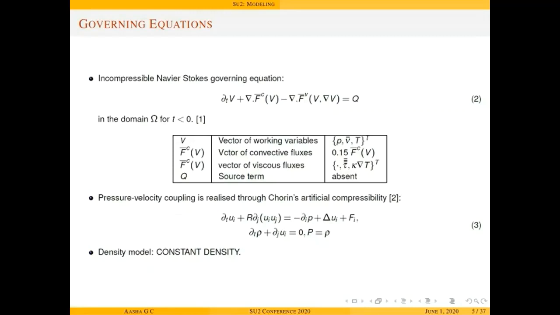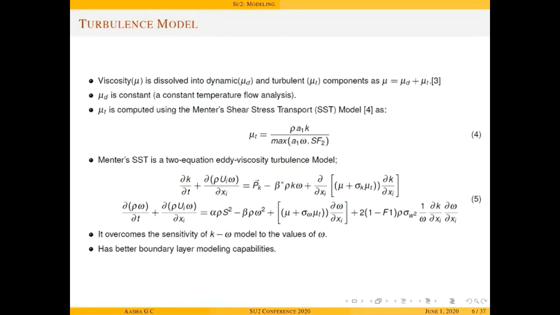As the temperature variations for the physical situation being modeled are expected to be insignificant, the density is assumed to be independent of temperature. Hence, constant density model is chosen for the current analysis. Moving on to turbulence modeling.